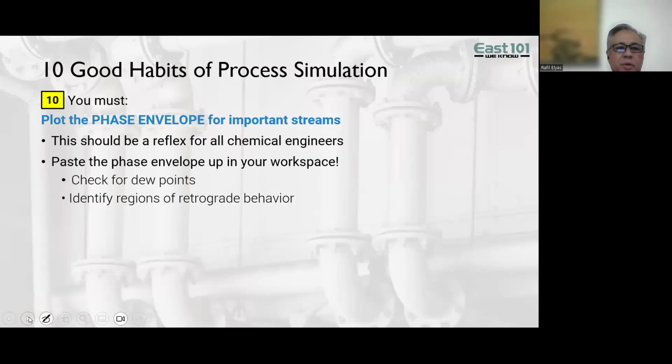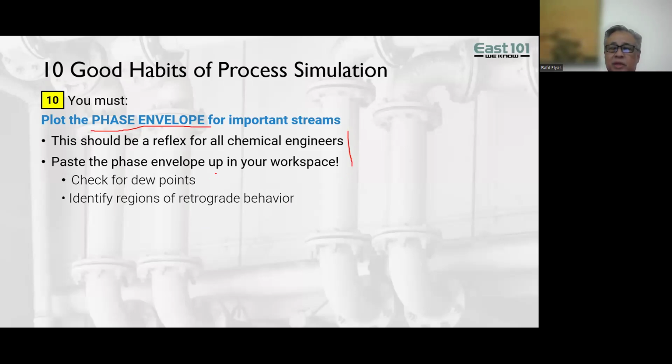Okay, we'll go to the last one. This is important as well, to make sure we plot the phase envelope for important streams. So this should be a reflex for all engineers. It's really important because you need to keep track of where your dew points are. If you've got feed going into a compressor, you want to make sure that you don't have any liquids coming out. If you've got feed into a pump, you want to make sure that your liquid is subcooled so you don't get any potential cavitation. So it's good to be able to plot your phase envelope.